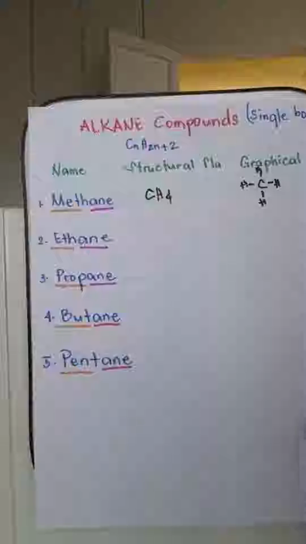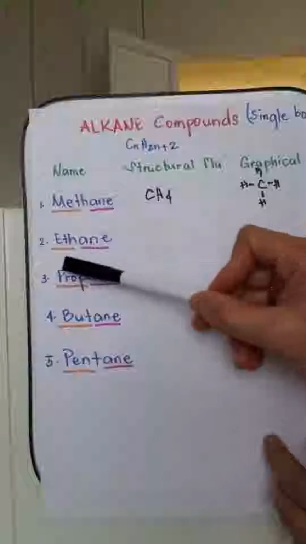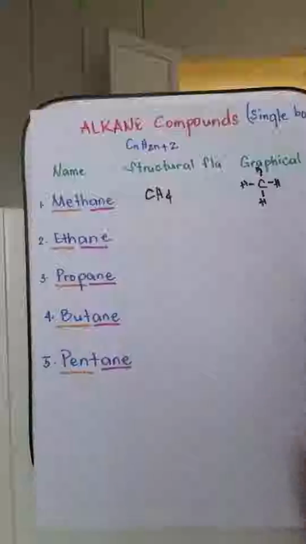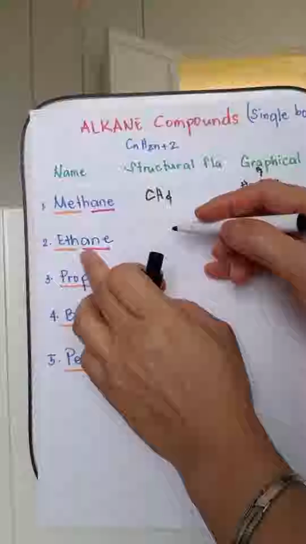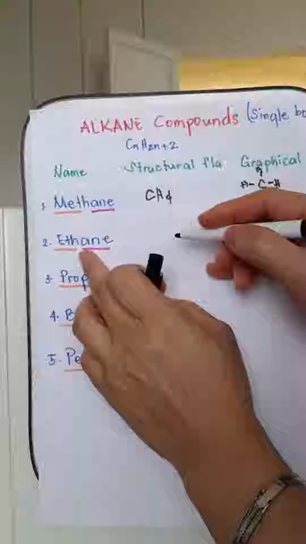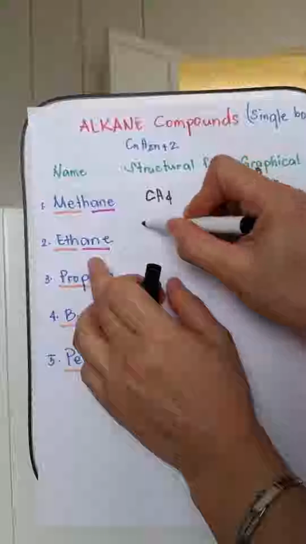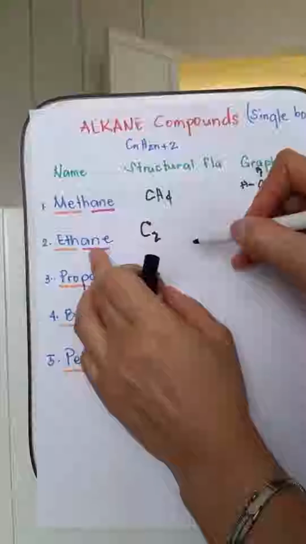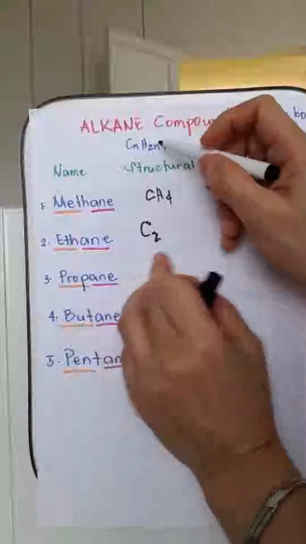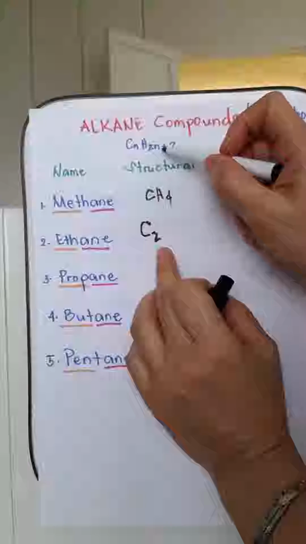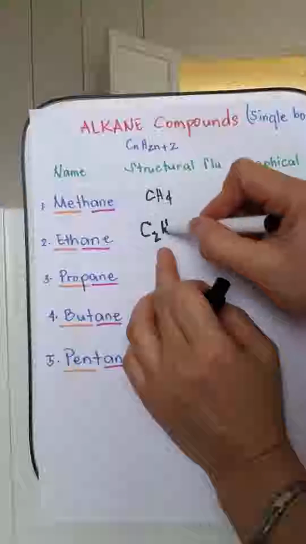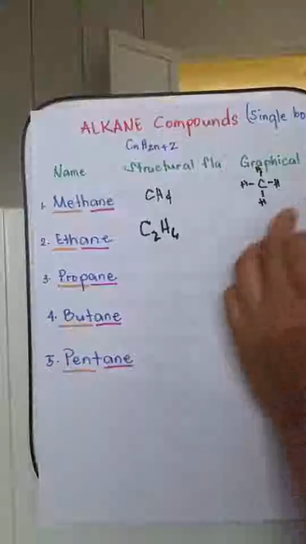Now the next compound under the alkanes is called ethane. The prefix eth means 2. You have 2 carbon atoms in the formula for the alkane ethane. So you have 2 carbon, and what about hydrogen? How many? Follow the general formula. So C2H2 times 2 is 4 plus 2 is 6. So C2H6. What about the graphical formula?